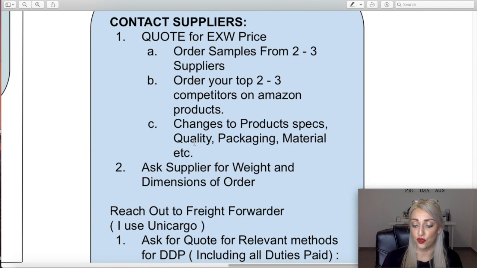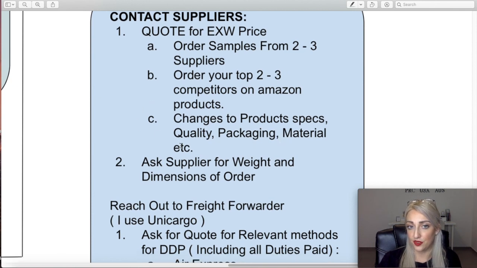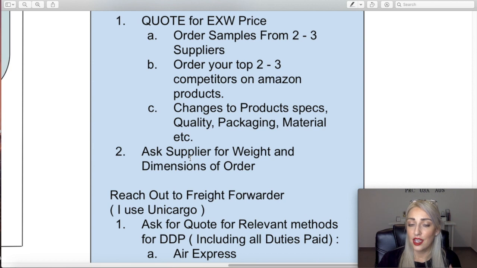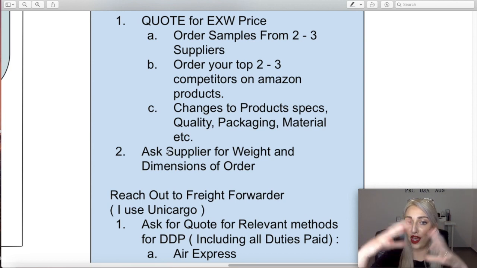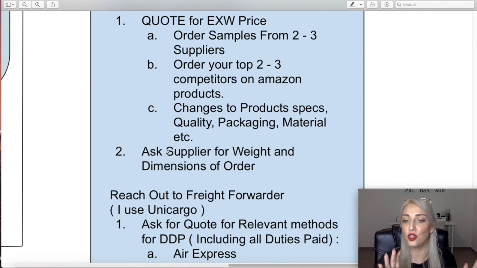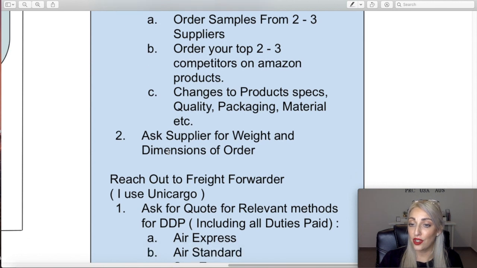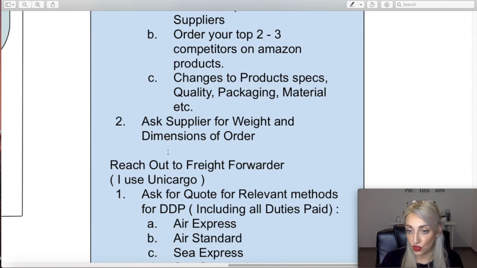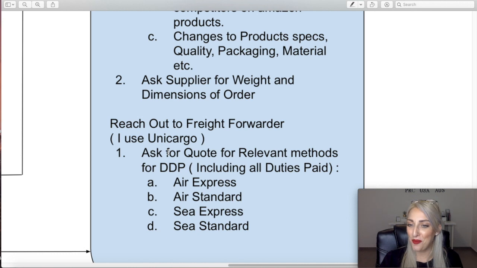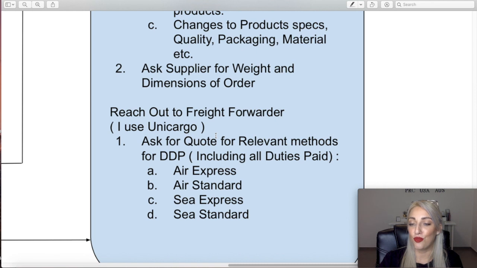So the next one is changes to the product. After you've ordered samples from your suppliers and from your competitors, you will see what kind of changes you need to make to the product: different specifications, quality, packaging, material, etc. And then once you have a final decision, you're not going to order yet, but you will ask the supplier to give you the estimated weight and dimensions of each carton, and how many cartons for the product, so that you can ask your freight forwarder for a quote.